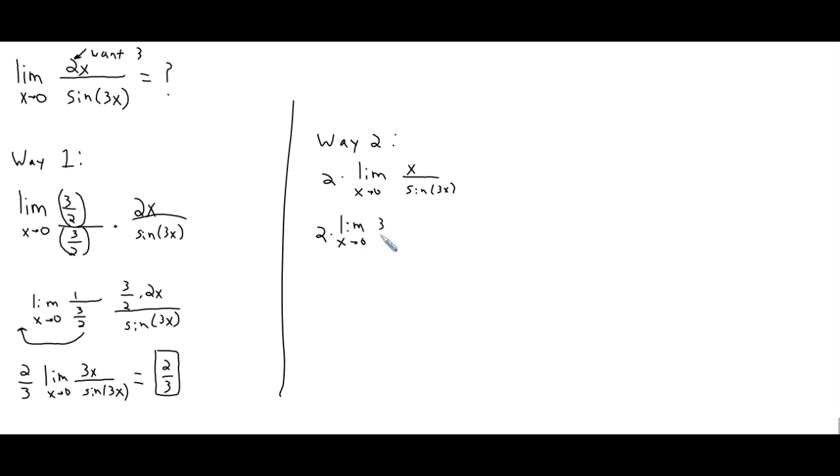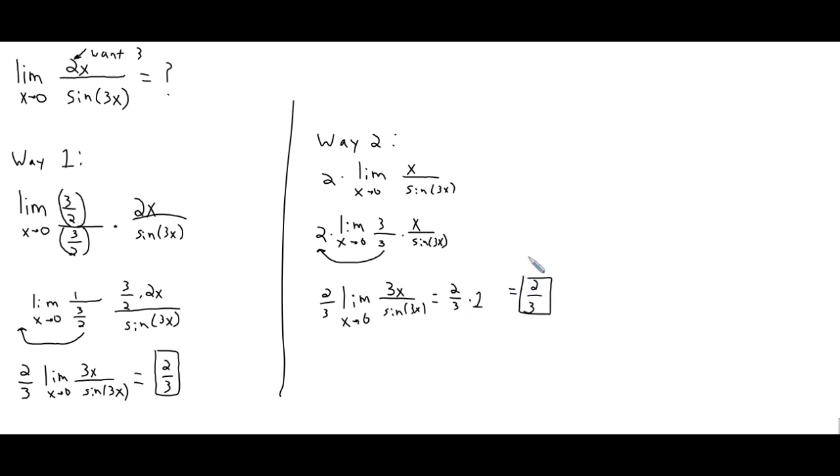And now we can just do exactly what we did in the previous problem, right? So we want a 3 in the numerator, so we just multiply by 3 over 3. So that gives us 2 times the limit as x approaches 0 of 3 over 3 times x divided by sine of 3x. And we pull that 3 in the denominator out, and we get 2/3 times the limit as x approaches 0 of 3x divided by sine of 3x, which is 1. So 2/3 times 1 is 2/3.